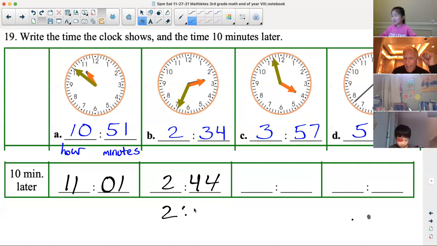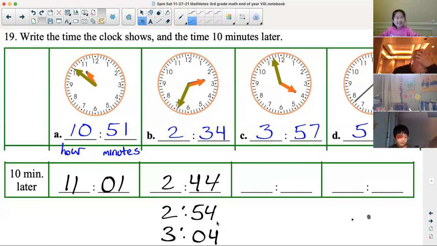And what's 10 minutes after that, Eleanor? 2:54. And then here's the big challenge, Eleanor. What's 10 minutes after that? 3:04. What? You are awesome. 3:04.